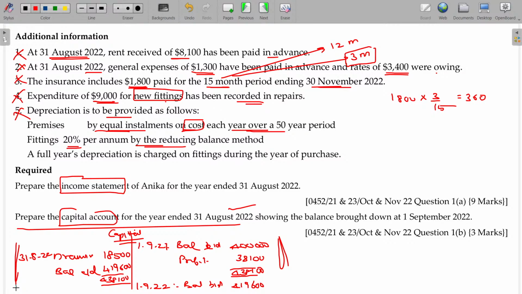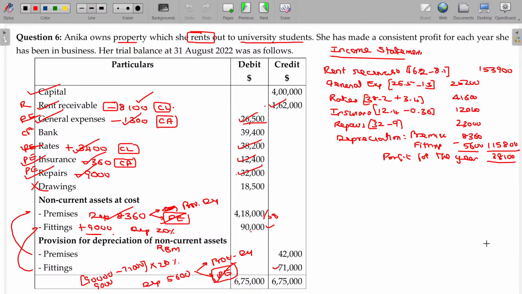Is that okay? So the requirement is fulfilled. Income statement completed. Capital account also completed. 9 plus 3, 12 marks over. Anyhow, I will make you understand the preparation of the financial position statement also by continuing the same illustration. Of course, not asked in this examination, but maybe you may learn this better.